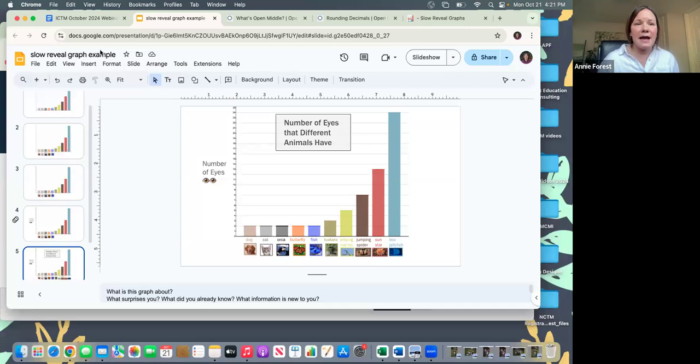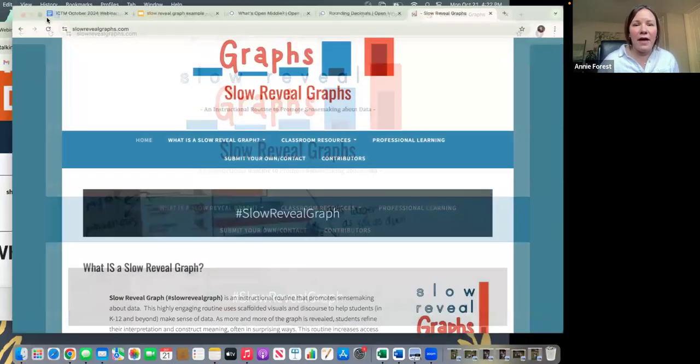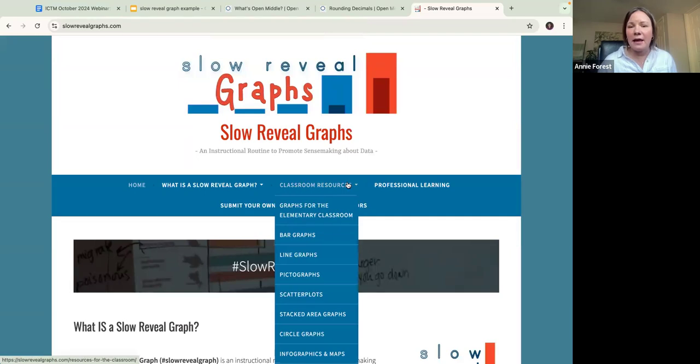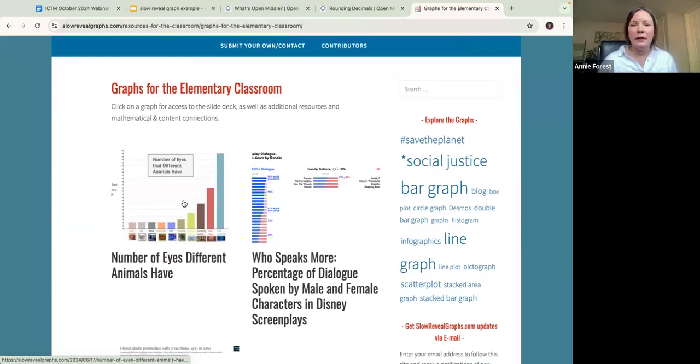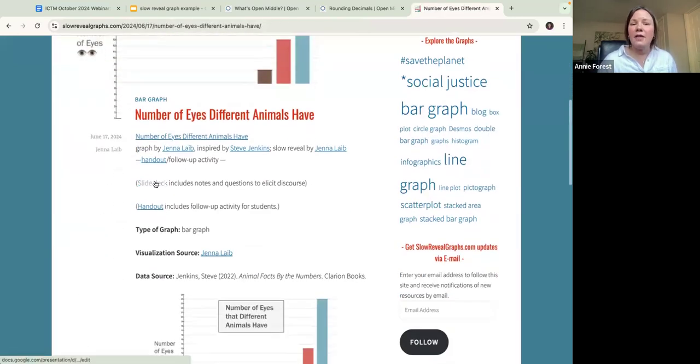Even if it's not connected exactly to what you're learning about in class right now, because first of all, they're really engaging and kids like them, but also it gives you a little bit of exposure to how graphs work. So the website, I'll just show you kind of how that looks. When you come here, feel free to poke around on everything, but I'm just going to direct you right here. There's a drop down and it takes you to graphs for elementary classroom. So right there are the ones, and you can see I found the eyes one here, but there's lots of different ones. You click on them and then you just click on the slide deck and poof, you have it. So you don't even have to make them.